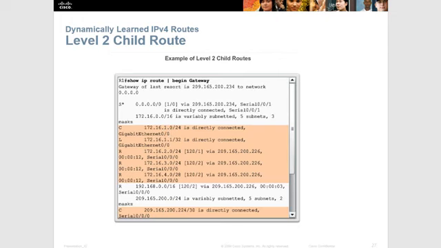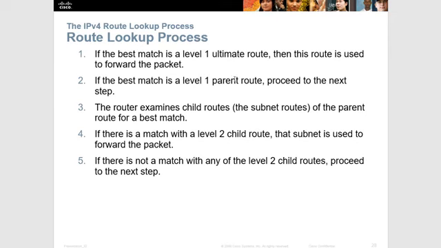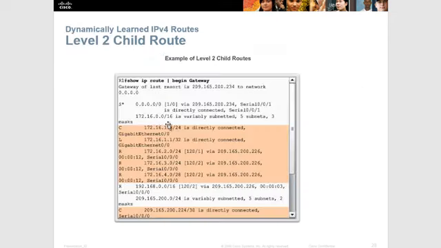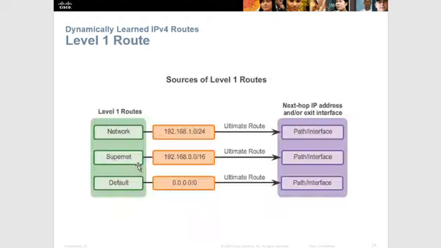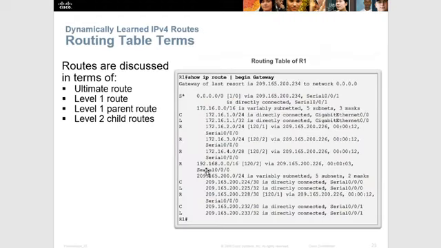So I'll restate that. If your best match is a level 1 ultimate route, that one's used. That means it's level 1, all the way aligned to the left. An entry like this RIP protocol would be an ultimate route. It's level 1, it has an exit interface, it has a next hop, so that would be used first if there's a match for that type of entry.